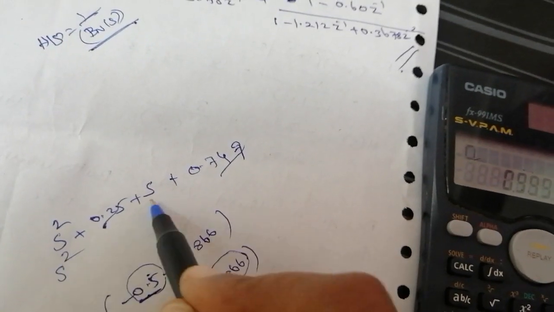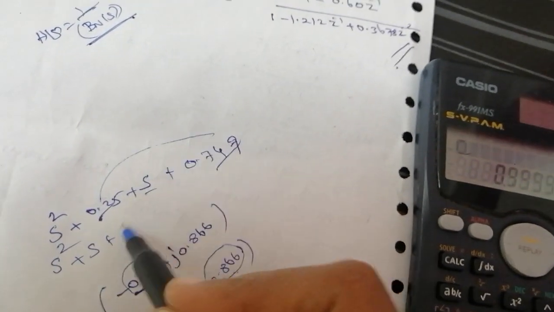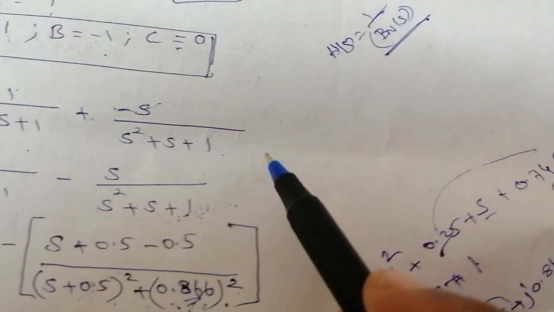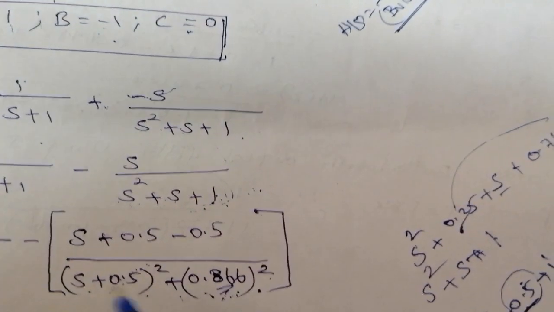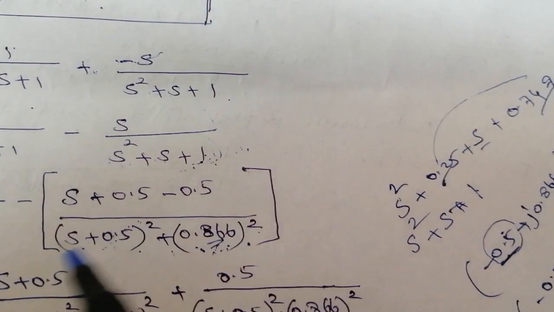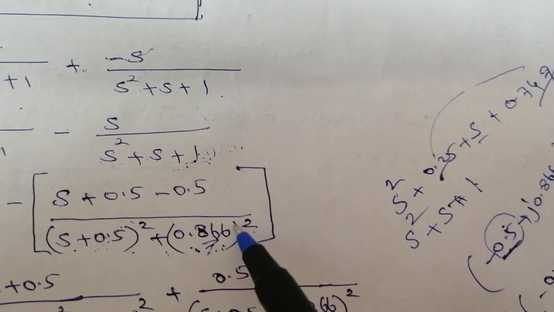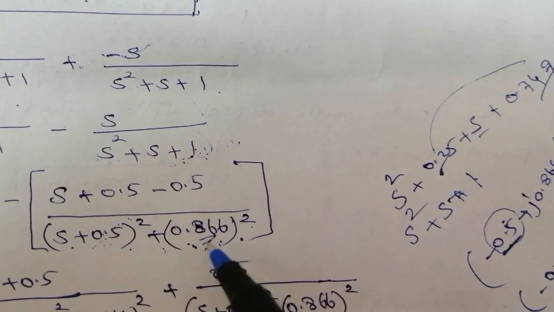So this is s squared, this is s, and by adding these two we get 1. So this is nothing but s squared plus s plus 1. This equation is the same as that equation. We just modified it according to our formula, (s plus a) the whole square plus b squared. So this is the method to find a and b value.